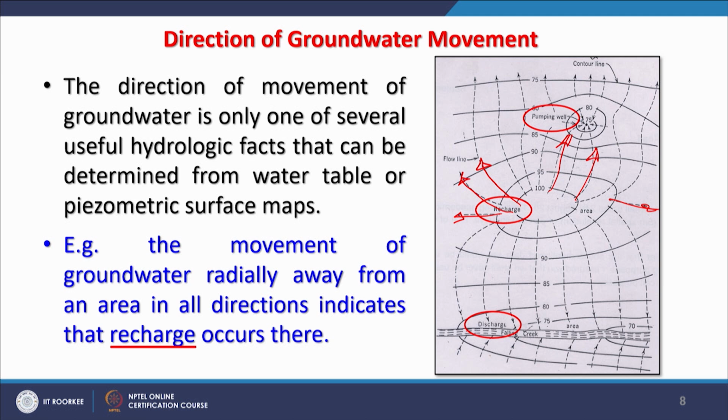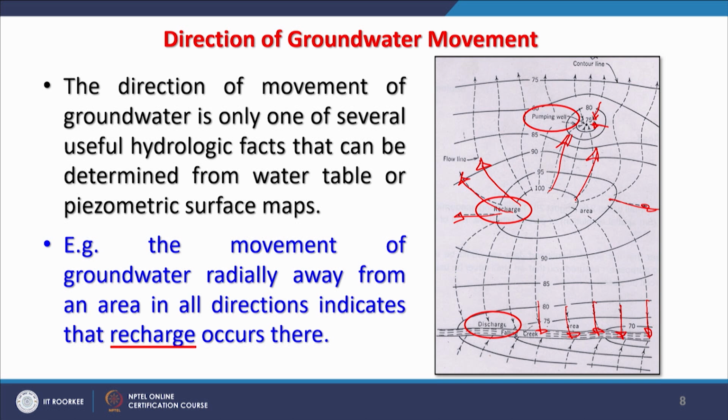And reverse to this, if these lines which are perpendicular to the contours or piezometric surface are going towards a well, like in this case, locally, then it is a pumping well, taking out water from the aquifer. And similarly, if discharge is happening in the river, then these will not come to one point, but rather they will spread all along the river, and will join perpendicular to the direction of flow of the river.